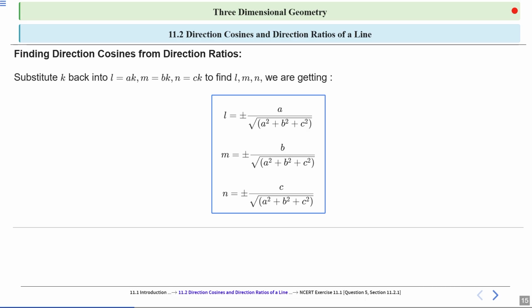So note these formulas. These formulas will help us to find direction cosines if we are given direction ratios.